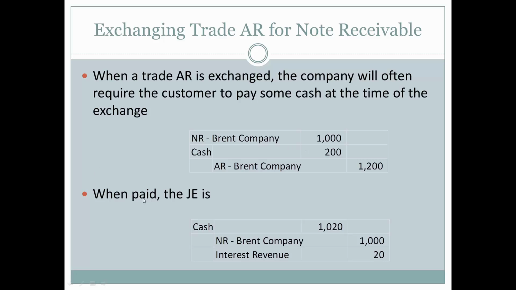So when the note is paid off, the journal entry will be the cash that Wilmo Resort will receive. Now the cash that they will receive will be the face value of the note, which was $1,000, plus the interest revenue of $20. So the entire cash amount they will receive will be $1,020.